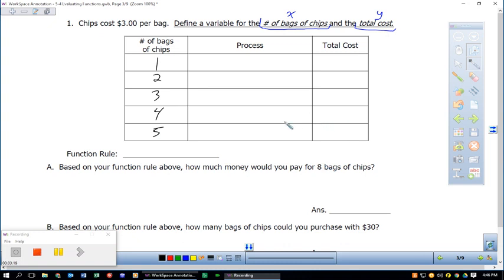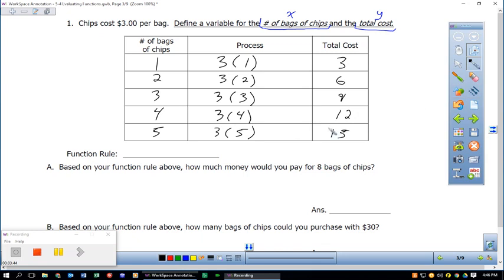Now what is the process to find the cost? $3 a bag. So 3 times 1 bag would give us $3. 3 times 2 bags gives us $6. 3 times 3 gives us 9, etc. 3 times 4, 3 times 5, so we get 12 and 15. Now the process is what tells us our function rule. If we take our number of bags of chips times 3, that gives us our total cost. So our function is y equals 3x.